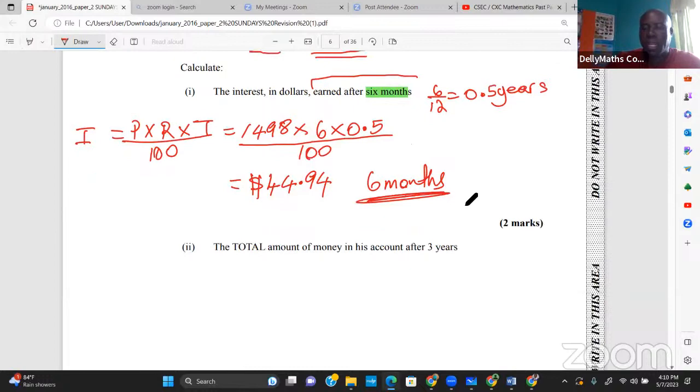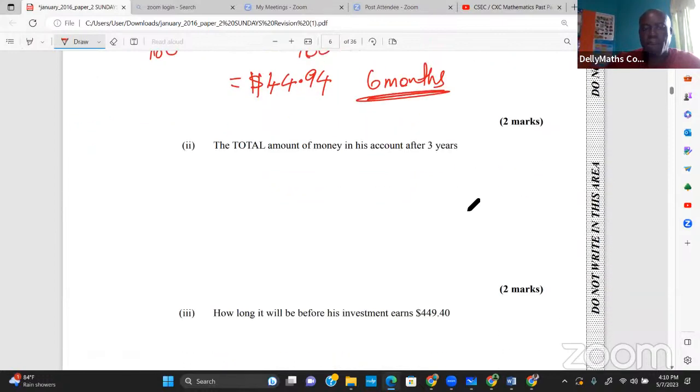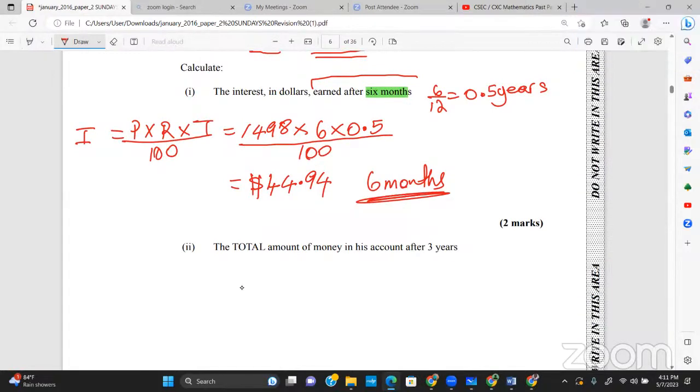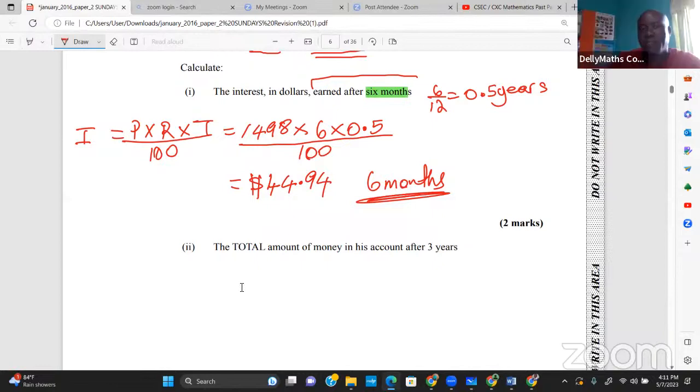All right, so let's continue working. Now, the question went further, and it says here, the total amount of money in his account after 3 years.